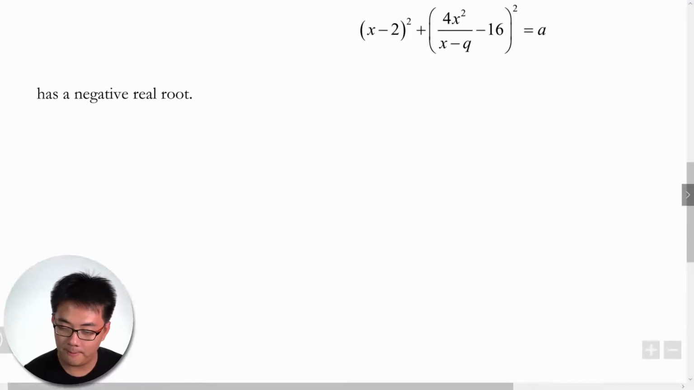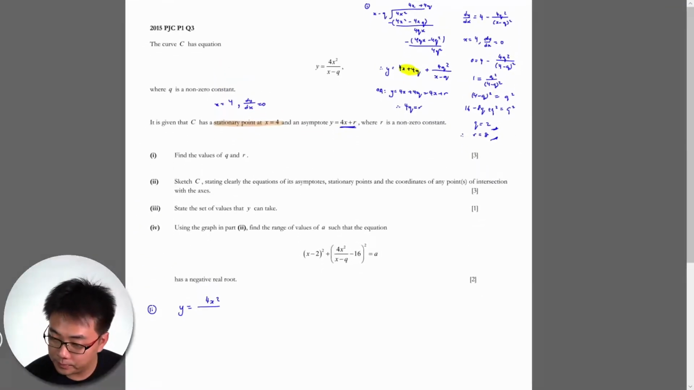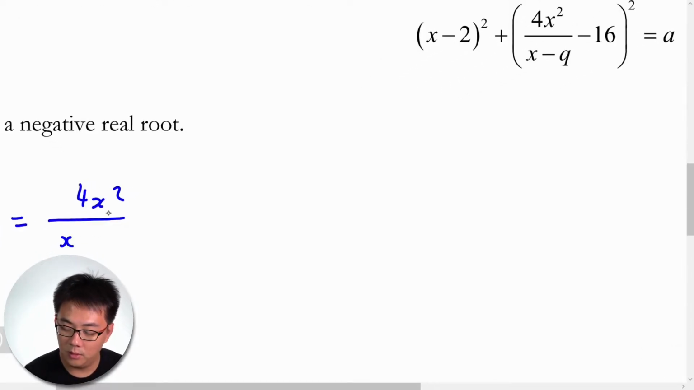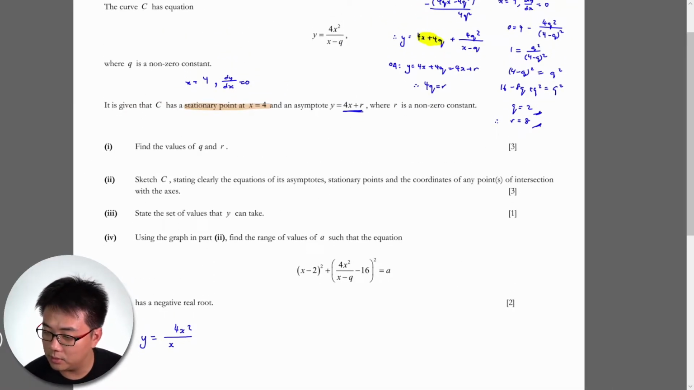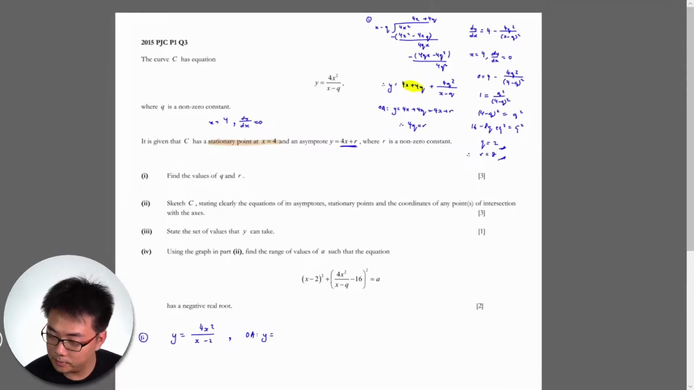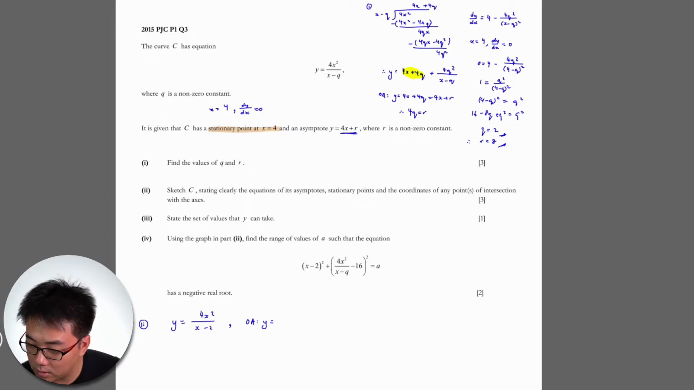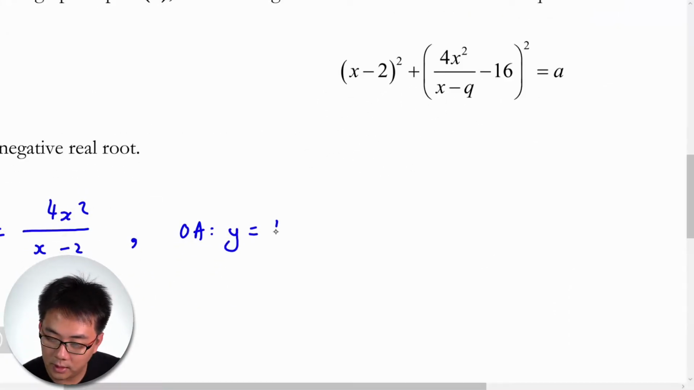So y equals 4x squared over x minus, what's my q value? Q is actually 2, so x minus 2, and the oblique asymptote is y equals 4x plus r, which is 4x plus 8.